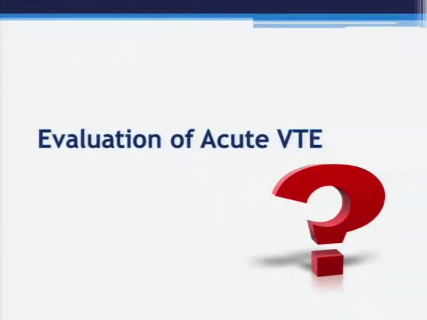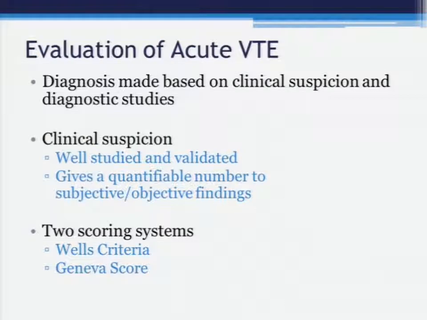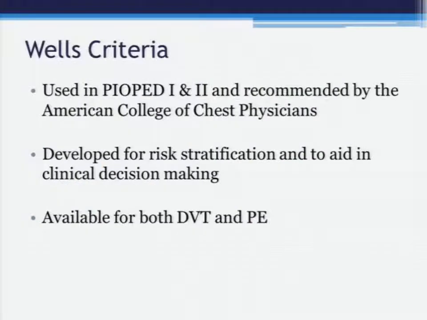All right, so let's go into how we evaluate patients with acute VTE. Well, the diagnosis is made on clinical suspicion and diagnostic studies, but also there have been some scoring systems that have been validated in the literature, and currently the Wells criteria is the more predominantly used scoring system because the American College of Chest Physicians uses that more than they use the Geneva score. So we're going to talk about the Wells criteria because that currently is what's recommended by the American College of Chest Physicians.